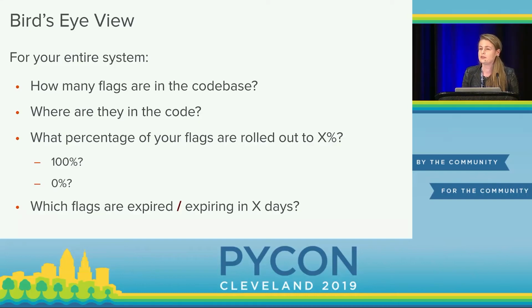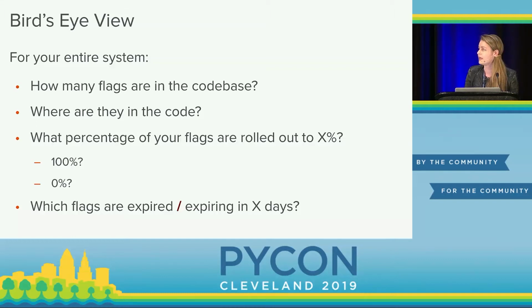So we talked about some things that you want to know per feature flag. Now we can talk about a bird's eye view of your entire system. At any given time, you should be able to answer how many flags are in your code base, where they are in your code, and what percentage of your flags are rolled out. So how many have been rolled out all the way to 100, how many haven't been rolled out at all or have been rolled back to 0, and which flags are expired or expiring in 30 days, 60 days, 90 days.